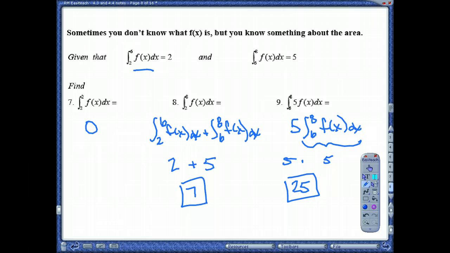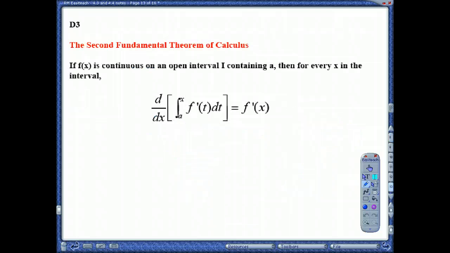So that's your first fundamental theorem of calculus. Now we're going to skip over a little section and move to the second fundamental theorem of calculus, because once we're fundamental lazy, we might as well go ahead and just do them all together at the same time. So we're going to move to the second fundamental theorem of calculus.